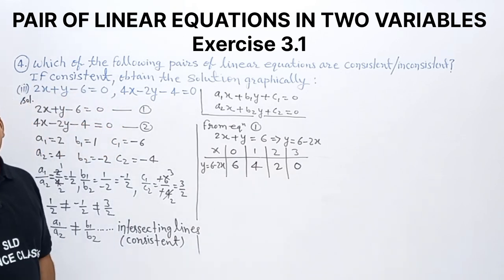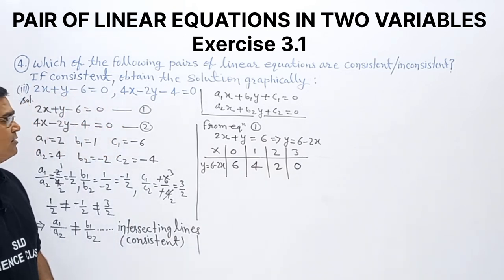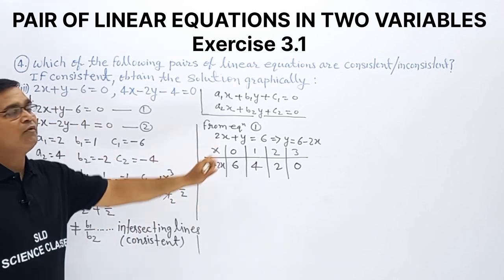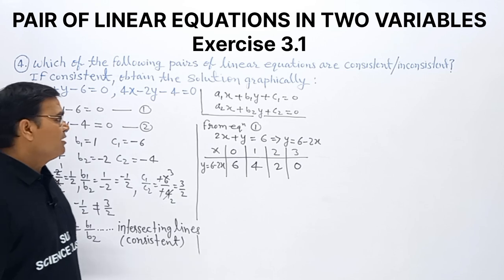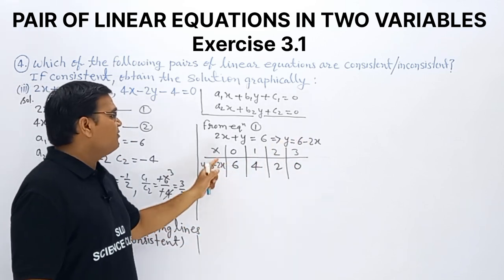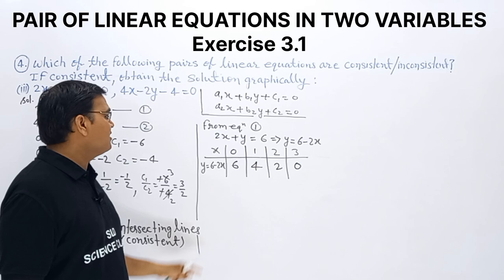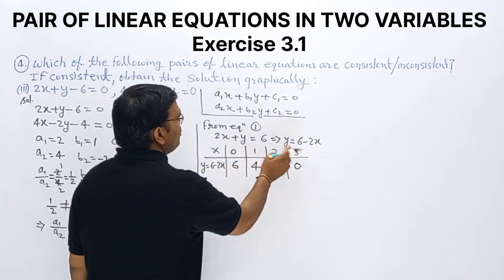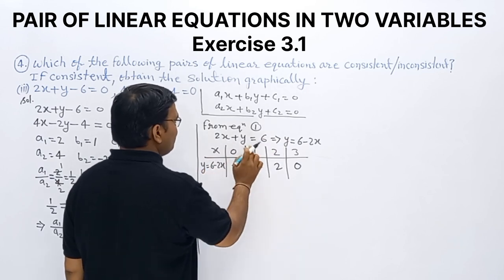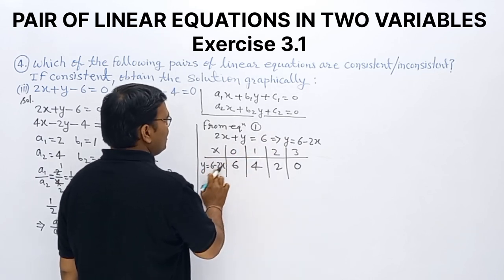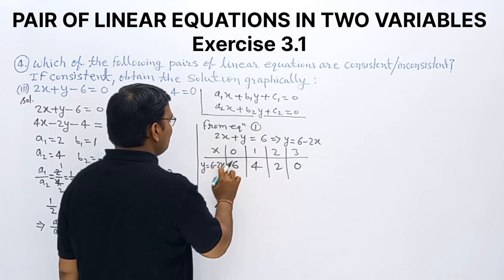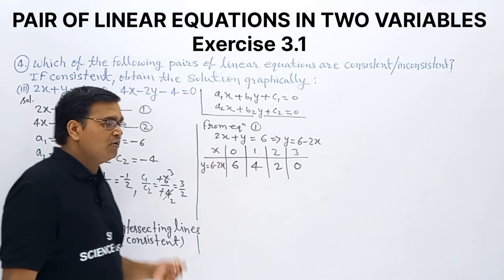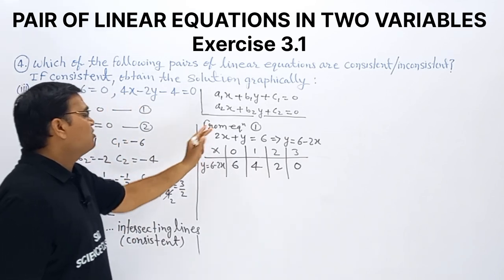Observe again what we are doing. We want to find the solution using the graphical method. So first we solve equation number 1 for the variable y, so y equals 6 minus 2x. We take different values of x, then find y. Taking 0, 1, 2, 3 for x, y will be 6, 4, 2 and 0. This is the table for equation number 1.